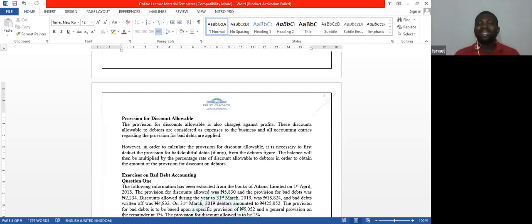Now, to get our discount allowable, before we can use the percentage of that provision given to us, we need to remove bad debt and provision for doubtful debt away from the trade receivables control account. It is the net balance after deducting the bad debt and the provision for doubtful debt away from the trade receivable control account that we are going to use to charge to give us the provision for discounts allowable.